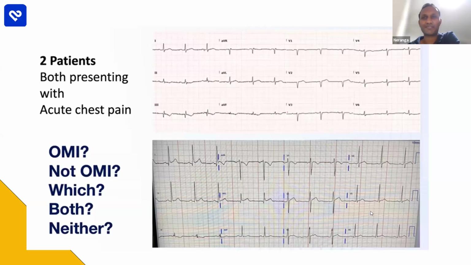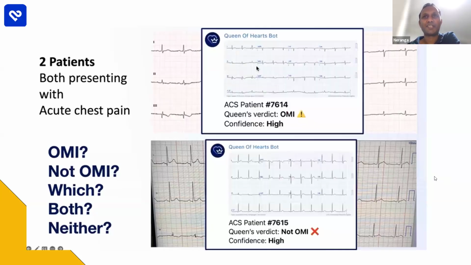Always take the history, but suppose the history is not given and you just have the ECG. Most patients come with chest pain, so you would suspect, but if you take a detailed history, you might find it from the history itself. So this is the AI diagnosis. This one is OMI, occlusion myocardial infarction, with high confidence, and this one is saying not OMI with high confidence. So there are ways they can measure with machine learning.